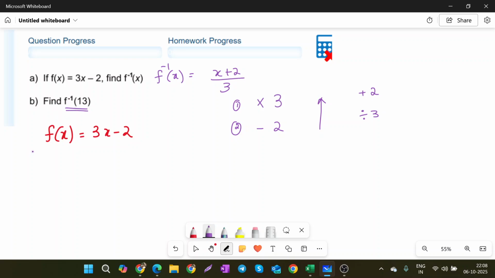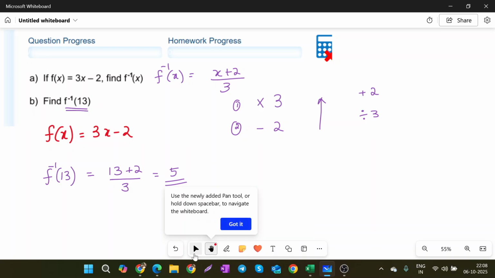Now, part B should be easy. We're trying to find f inverse of 13, which means we're going to replace x with 13. So we have 13 plus 2, and then divide that by 3, which is 15 over 3, and that is equal to 5. That's our first question. Write the function, think of it as a machine. What is it doing to your input? Use the BODMAS rule, go in the reverse order, and do the undo process. That's your inverse.